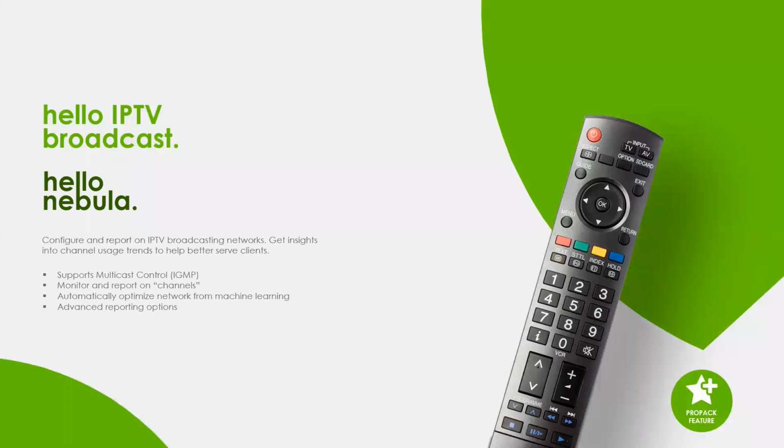If you're doing IPTV, Nebula ProPack unlocks some additional IGMP settings that you can configure to optimize for IPTV broadcasts. We also have a number of reports that show you what's going on with IPTV, who's watching what channels. But more importantly, we'll let you know when we've detected anything that might cause frame skips or things like that on the network, and give you suggestions on what settings should be changed to help smooth those out.